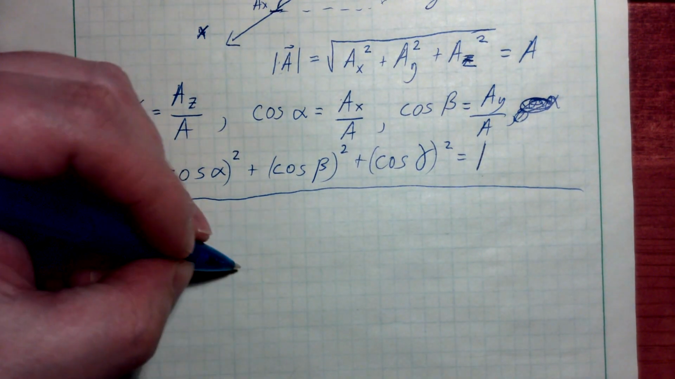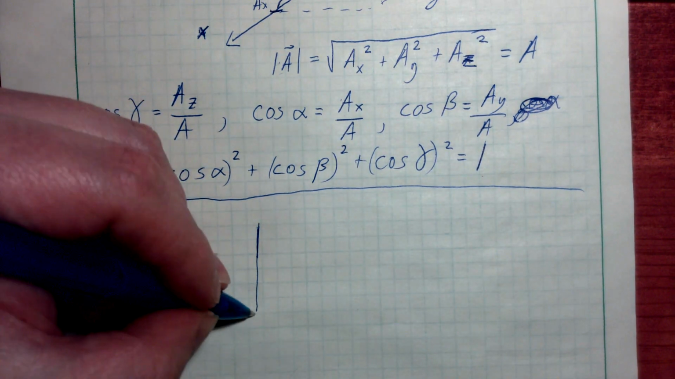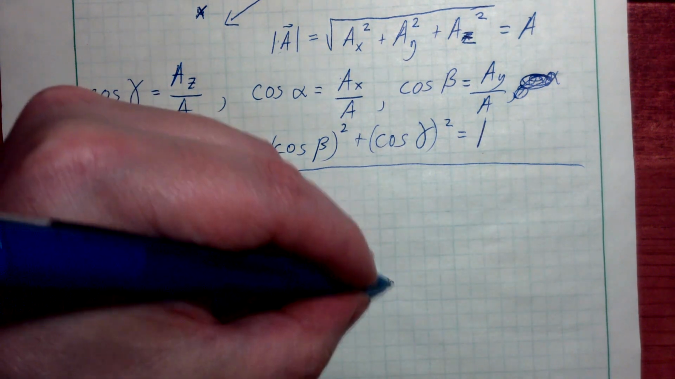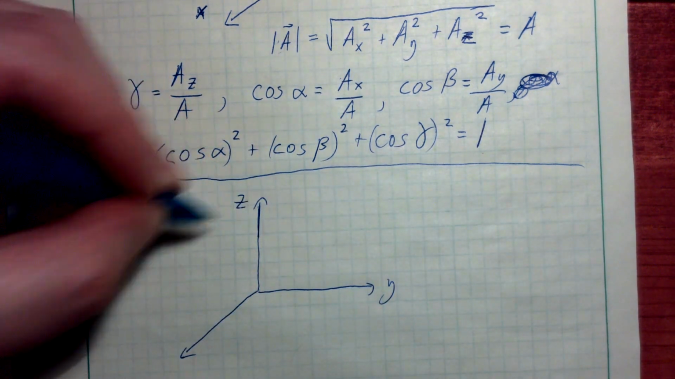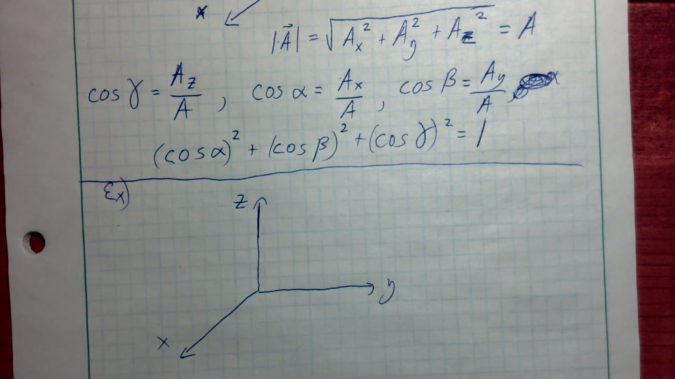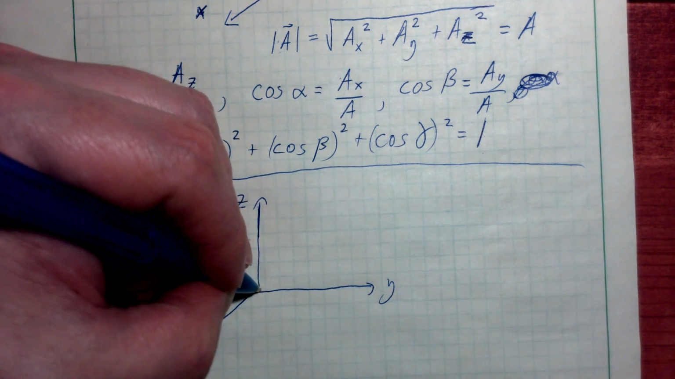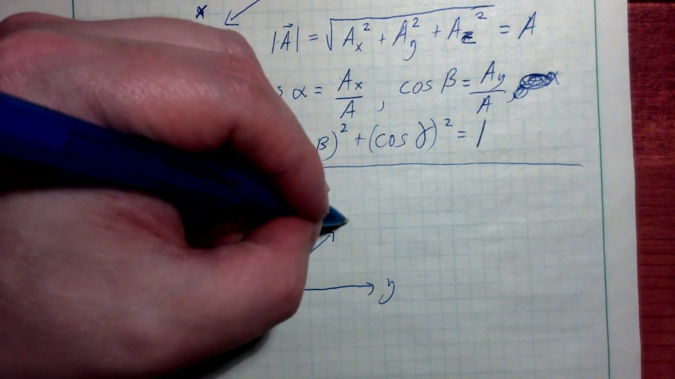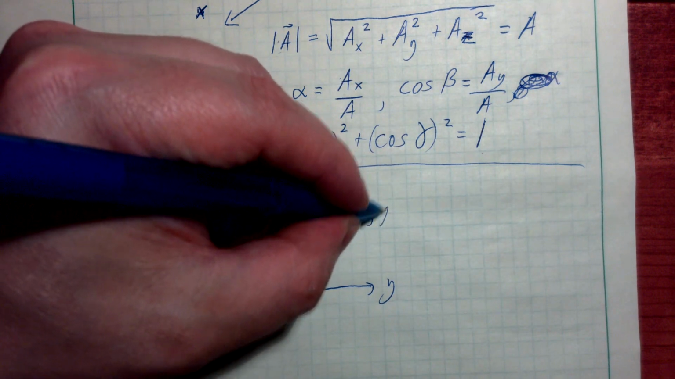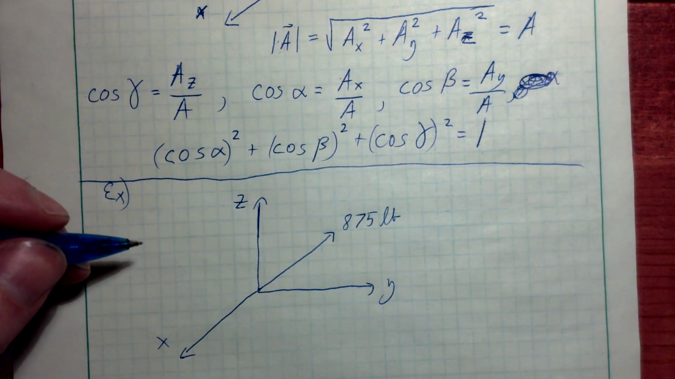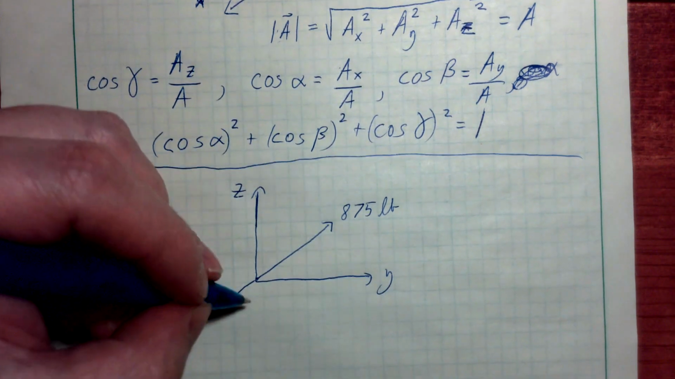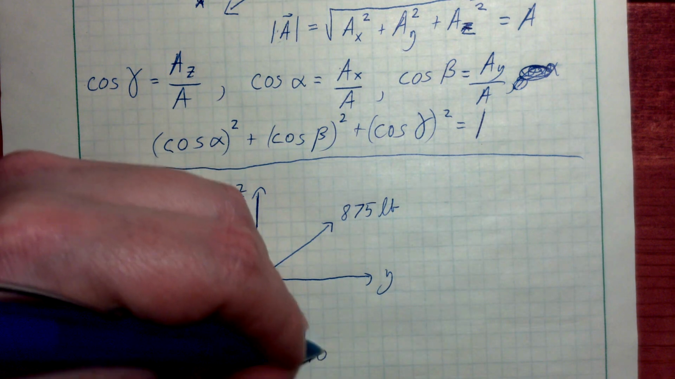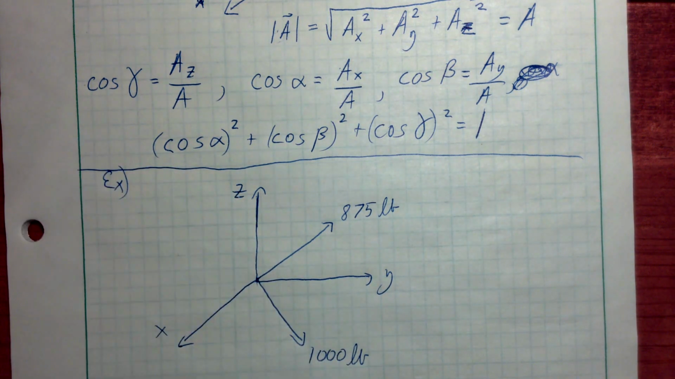So I've got standard X, Y, and Z axes there. And if I draw a vector up here, similar to how I drew my A vector just a little bit ago, and this is 875 pounds. And then I've got another vector pointed down. We'll say this one is 1,000 pounds.